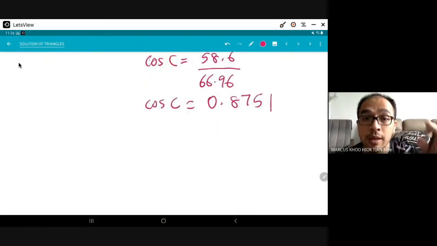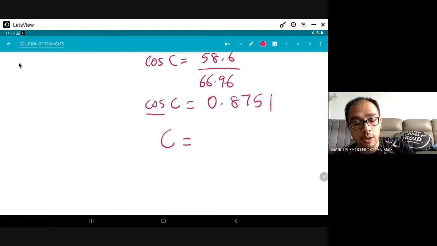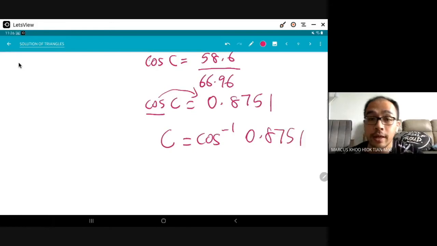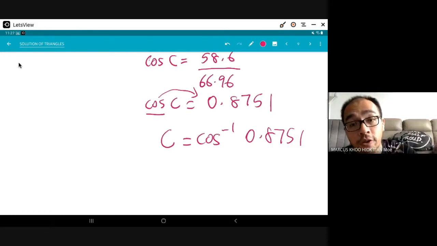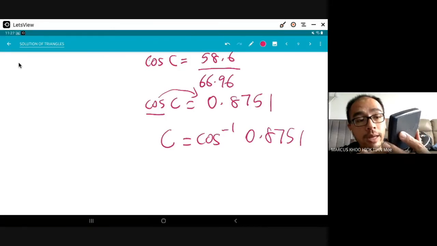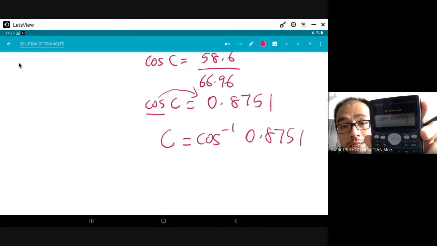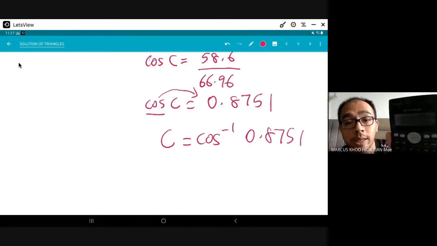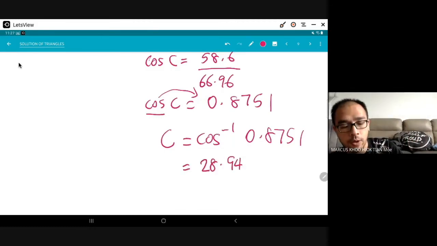What does the question want? The question wants the angle. This is cos of the angle. So the final step is the cos you move across and become shift cos 0.8751. Shift cos and shift sine we have learned already. Shift sine you learned, right? So shift cos is the same. You press shift cos 0.8751 and then you will get the answer: 28.943 degrees.